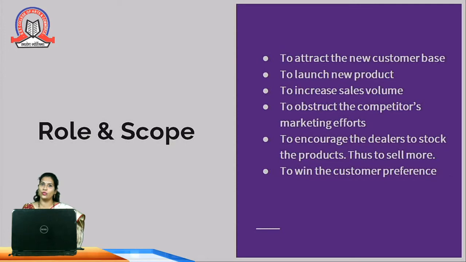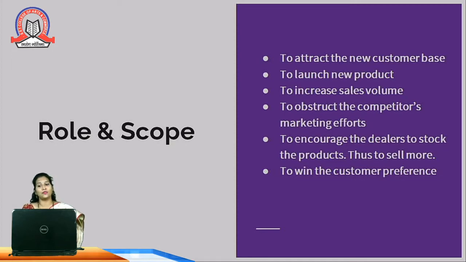So, when you do the sales promotion, people get attracted to your product, and because of that you get a new customer base. To launch a new product, of course, you have to show people that you are launching something new. So, to show a new product, sales promotion is important.